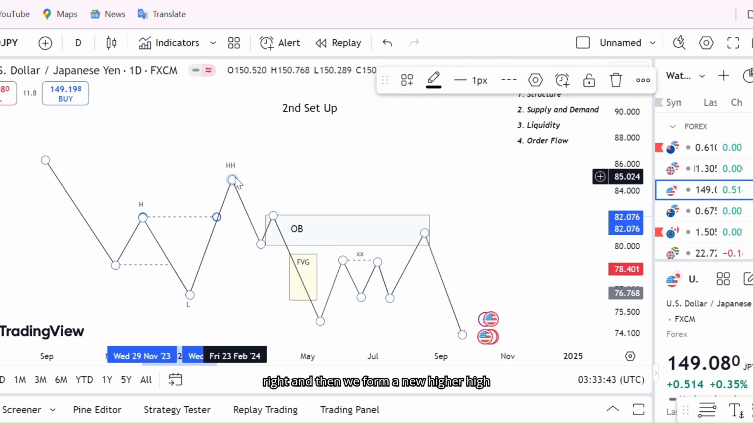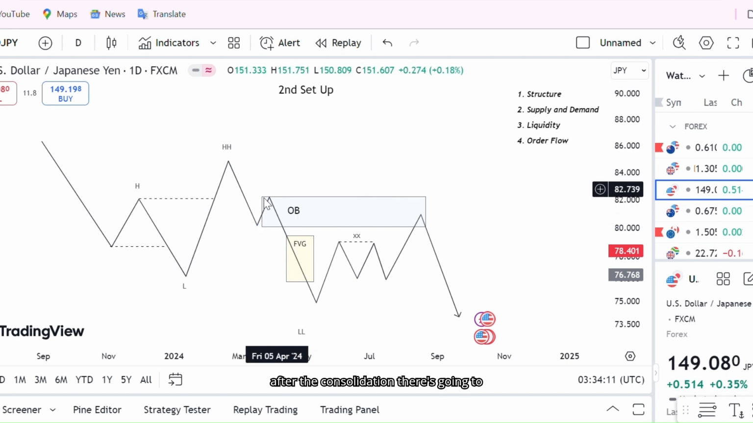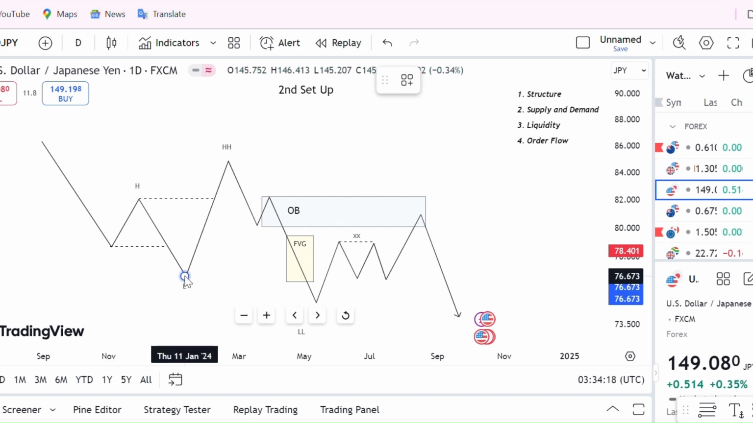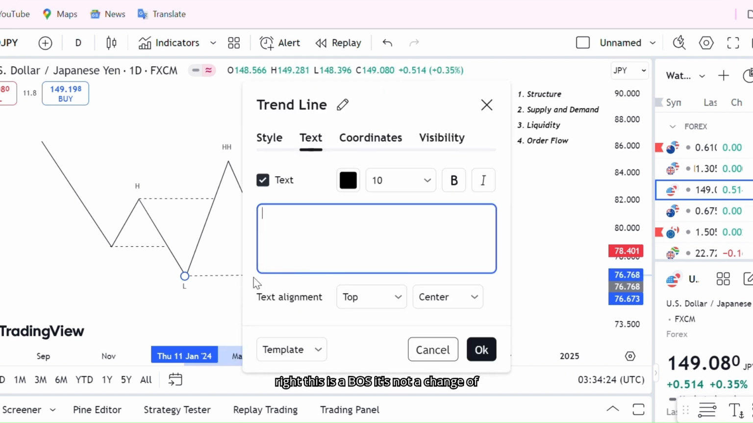And then we form a new higher high, and then again the market dropped, and then we formed an order block. Remember I said in these areas there's usually some consolidation, and then after the consolidation there's going to be impulsive movements going to the downsides. So those impulsive movements, they break out this low, right? This is a BOS.